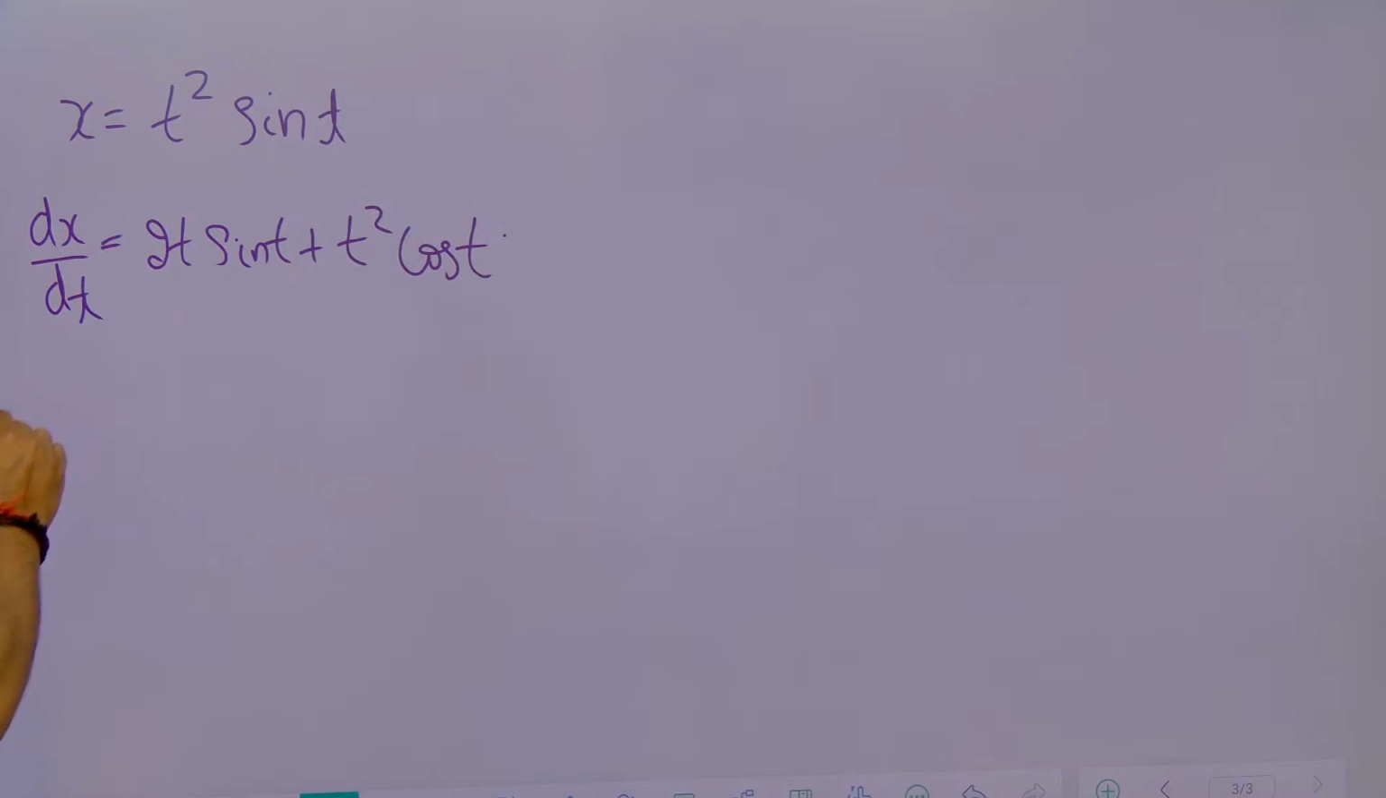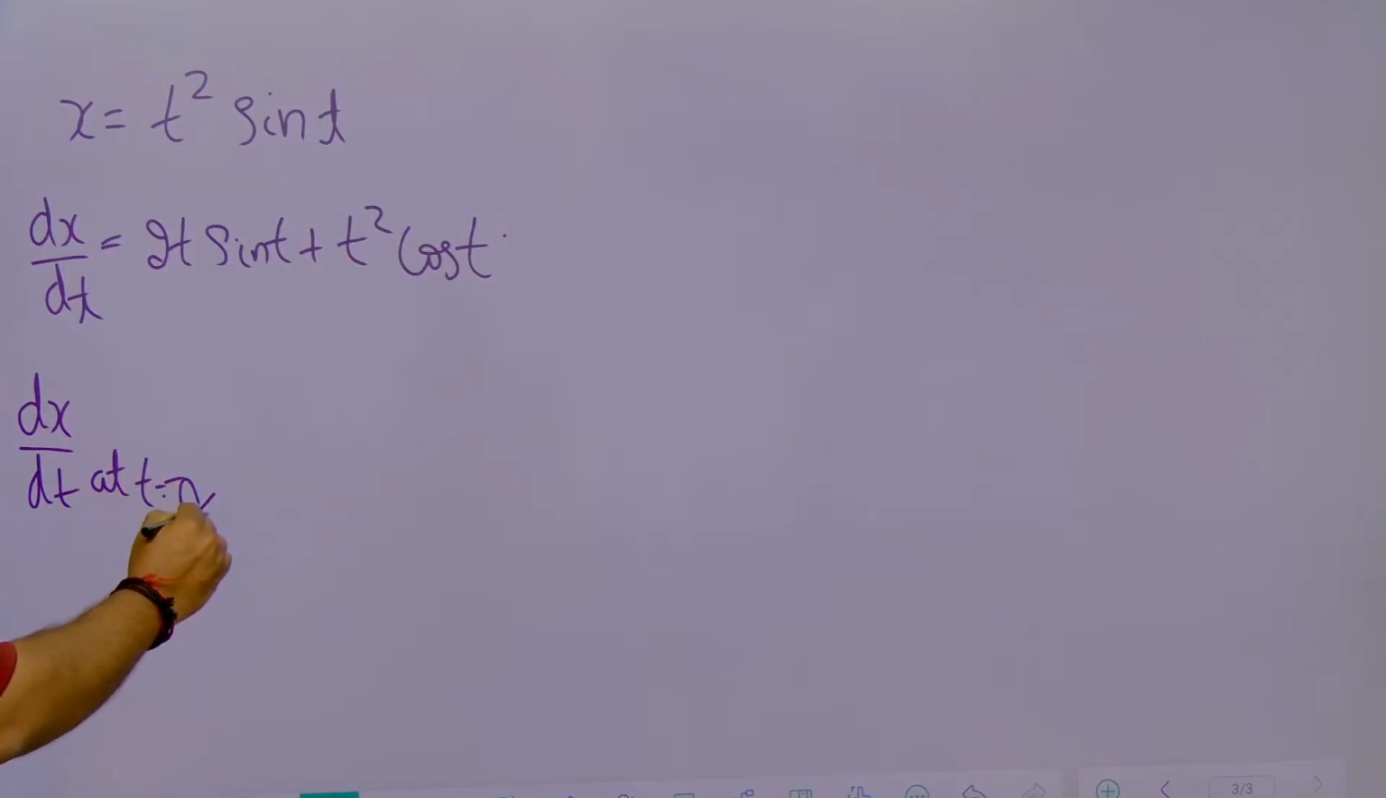For this question, if they ask you dx by dt at t is equal to pi by 4, they may ask for the curve. For the curve, they may ask at pi by 4 what the slope is, or something like that. I told you about slope in yesterday's class. What you should do is differentiate. After differentiating, wherever t is there, put pi by 4. That's all.